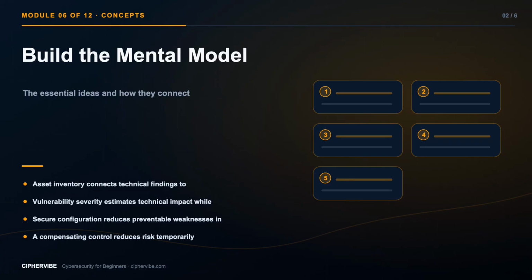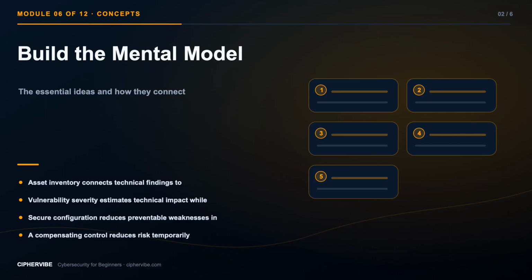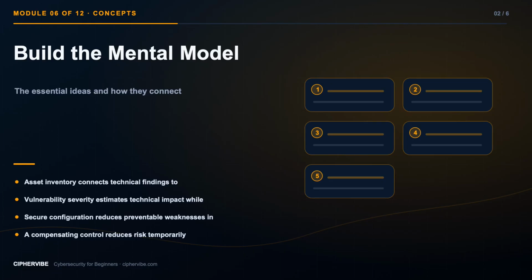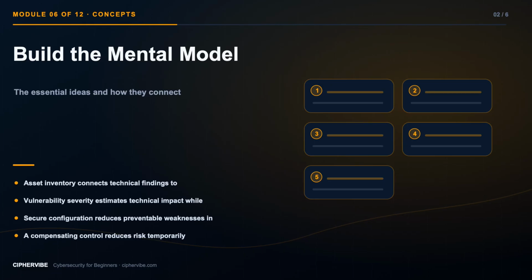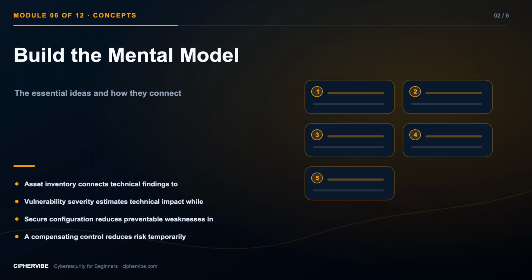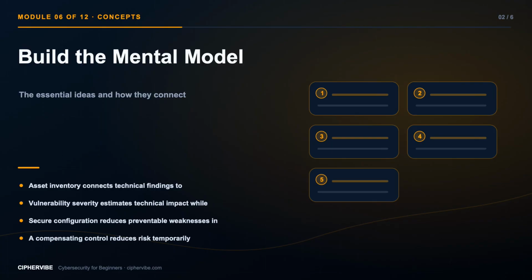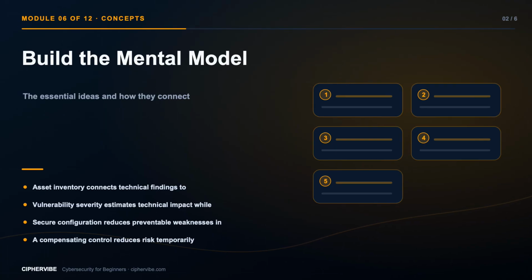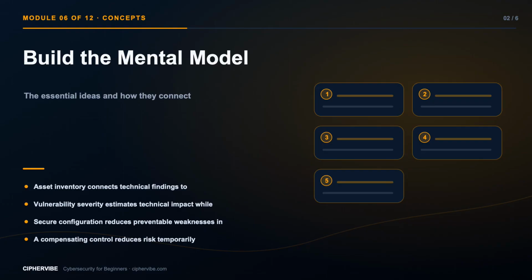Third, secure configuration reduces preventable weaknesses in operating systems, applications, cloud services, and devices. Fourth, a compensating control reduces risk temporarily when the preferred fix cannot be applied immediately. Do not study these as isolated definitions. Ask which asset or business service is involved, where the relevant trust boundary sits, which identity performs the action, and what reliable evidence would show that the control worked.